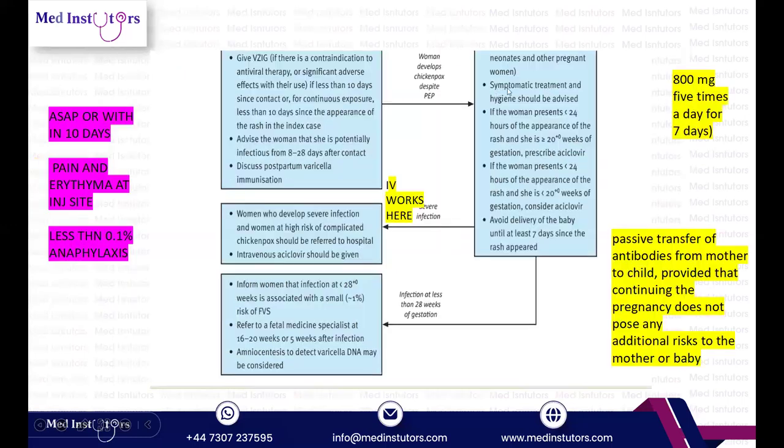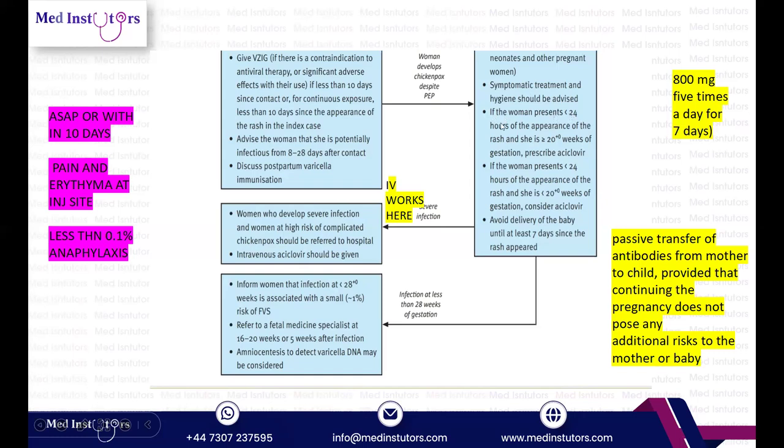Number two is that we'll give her symptomatic treatment, and hygiene should be advised to her in order to prevent secondary bacterial infections, right? So these are certain important things. Now comes the treatment. What is the treatment for her? Here the timings are important.